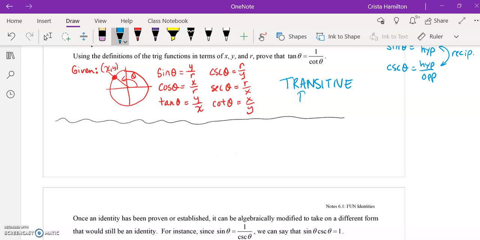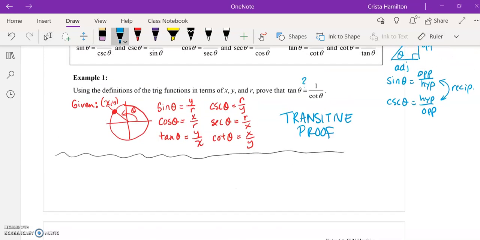And these transitive proofs have a very strict format. You want to make sure that you pick a side. We don't know this is equal. If we're trying to prove this, maybe I should put a little question mark above it. I want to know if this is true or not. Now, from our knowledge, we know that it's true. We've worked with this, but we're going to prove it using a transitive proof and using the definitions of the trig functions in terms of x, y, and r.